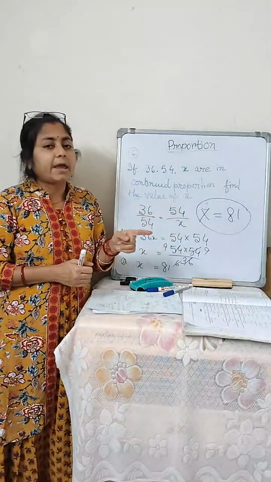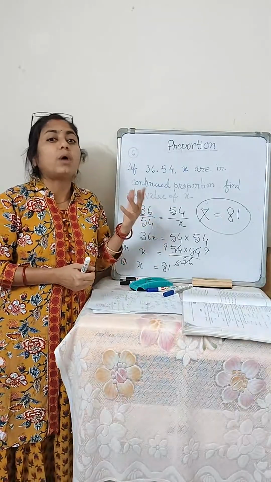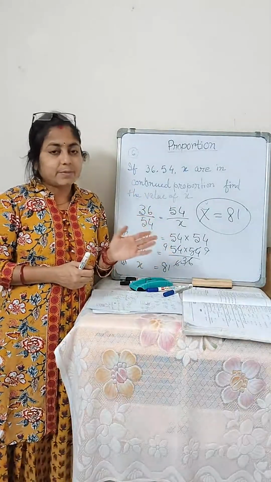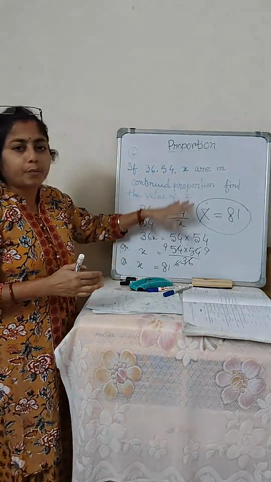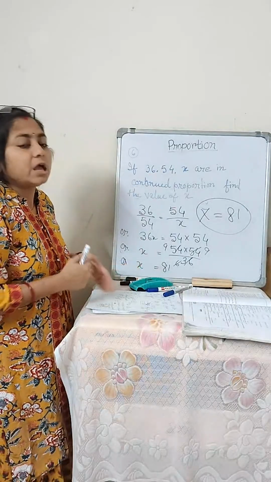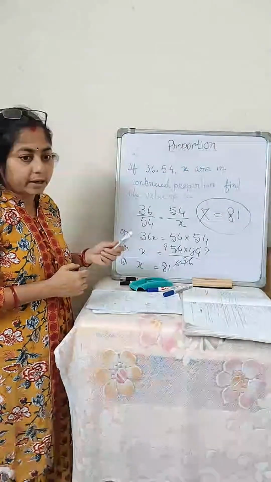But if the x is the middle part, the mean part of the proportion, then what do you do? I do the next one, the same thing. Clear? Okay, it is a continued proportion, so I do the maths in this way. If you have any doubt, please type in the chat box. I will repeat it again.